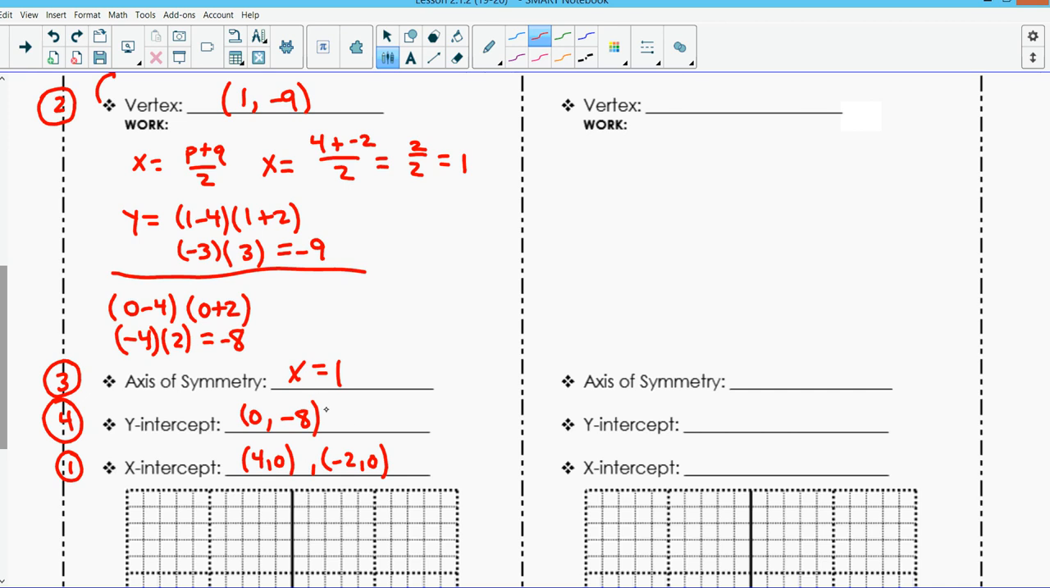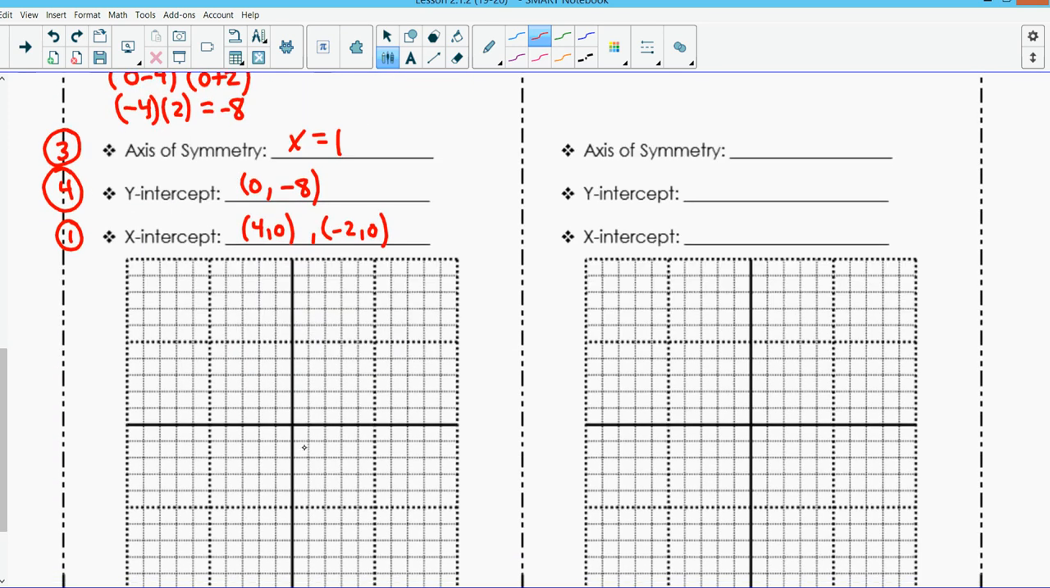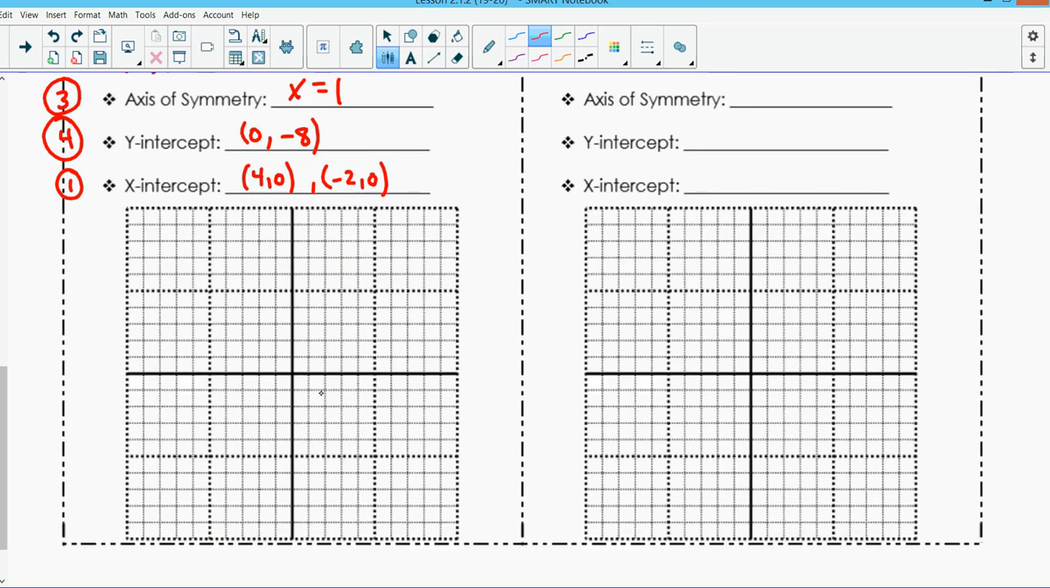I'm going to plot all 4 of these coordinates. I have a vertex, 2 x-intercepts, and a y-intercept. So I'm going to start with 1, -9, which is here, so that's my vertex. I also have 4, 0, and I also have -2, 0. And I know my y-intercept is at 0, -8.